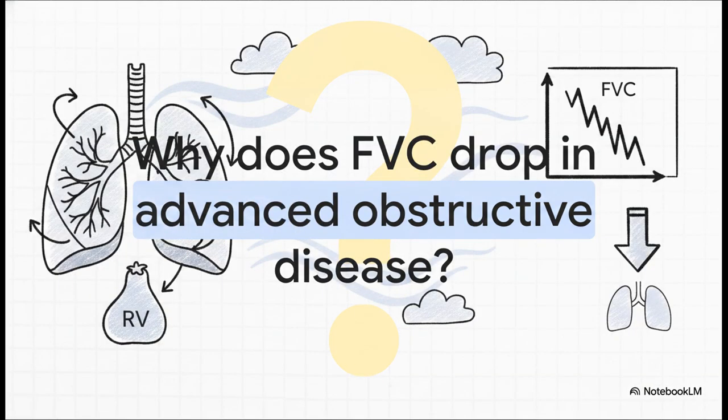Why might the forced vital capacity, the FVC, also drop in advanced obstructive lung diseases like severe emphysema? Now, while FVC is usually totally normal in obstructive patterns, severe dynamic air trapping and hyperinflation can actually increase the residual volume inside the lungs. This then encroaches on the vital capacity, causing the FVC to drop.